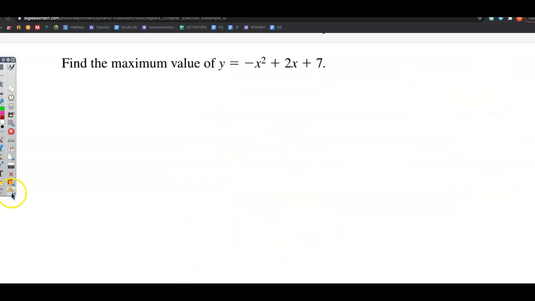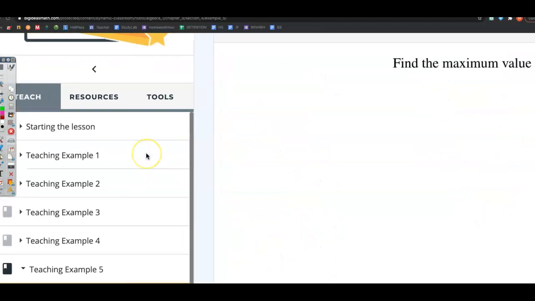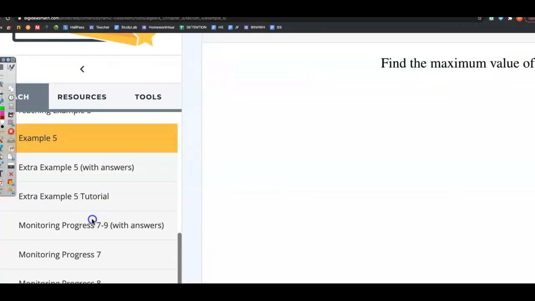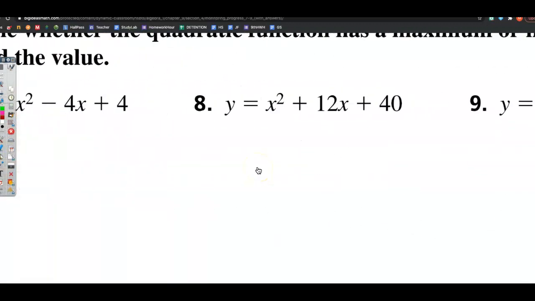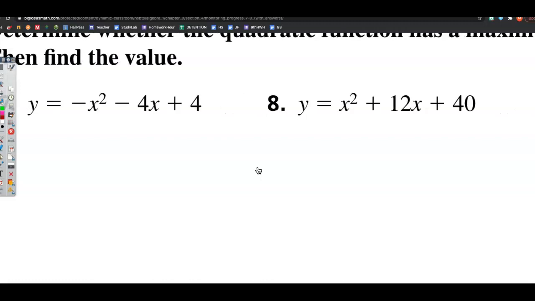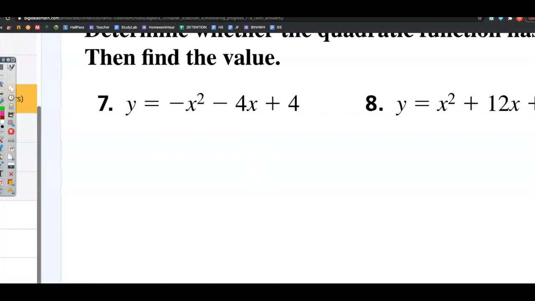I want to have you guys do one before I give you your homework so that I know you're on the right track. Let's have you do number 7 in our.